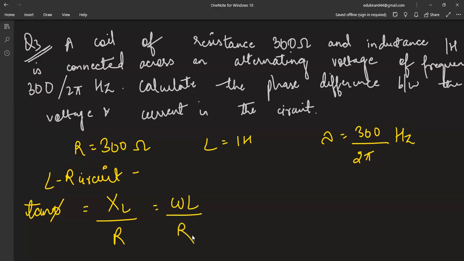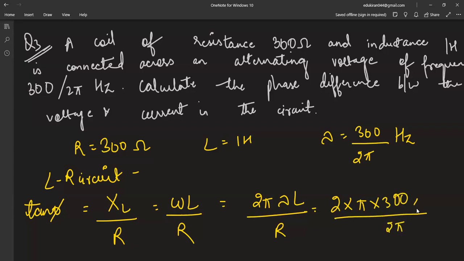Omega L divided by resistance. Now further, omega can be written as 2 pi mu, so 2 pi mu into inductance divided by the resistance. So 2 pi frequency is 300 by 2 pi. Inductance L is 1 and R is 300. So see, 2 pi will be cancelled. 300, 300 will be cancelled.